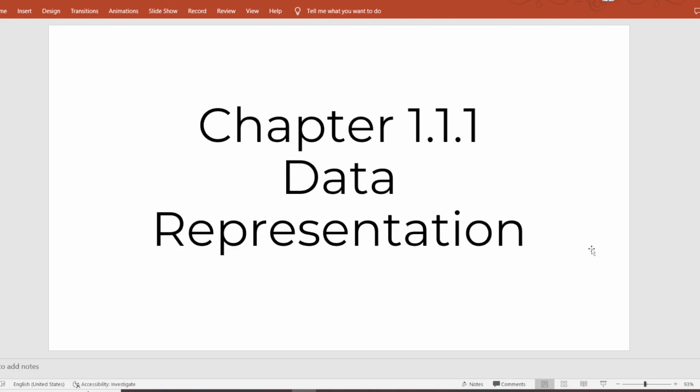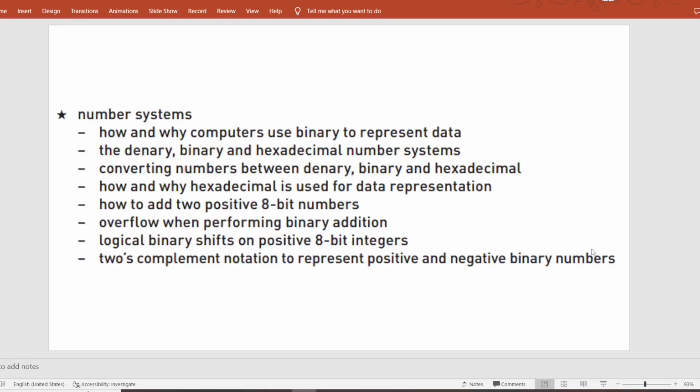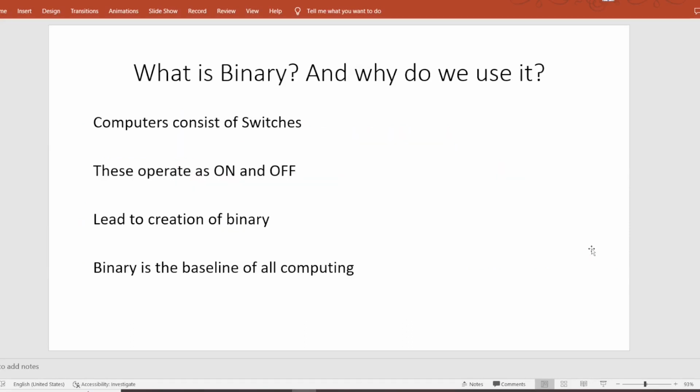First of all, we'll be covering chapter 1.1.1. To keep videos short, I'll be covering each sub-chapter in each video so you know exactly where to look and keep things very simple for you. We deal with data representation, and the very first thing we will talk about is binary. What is binary and why do we use it? So for that, let's move over to our board.